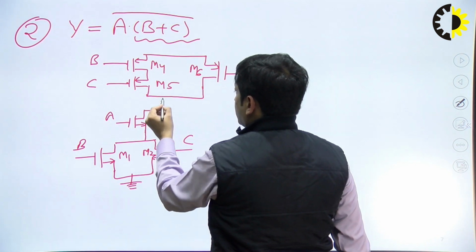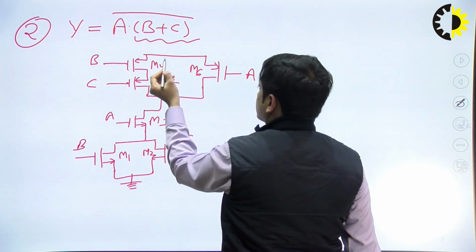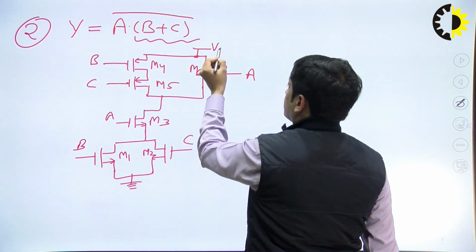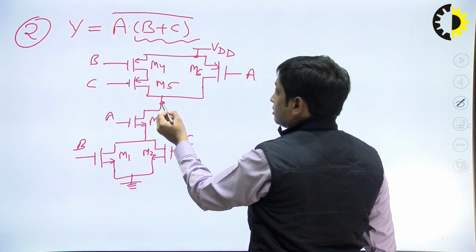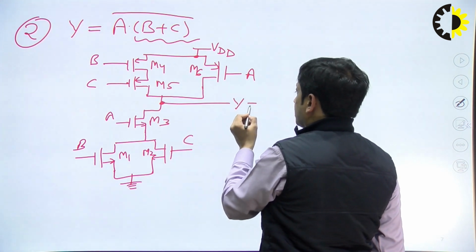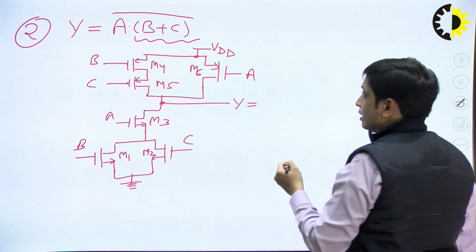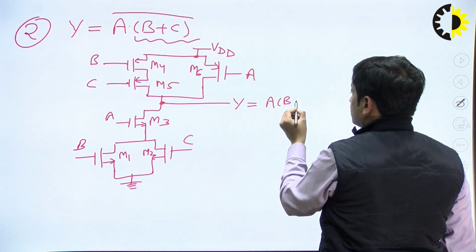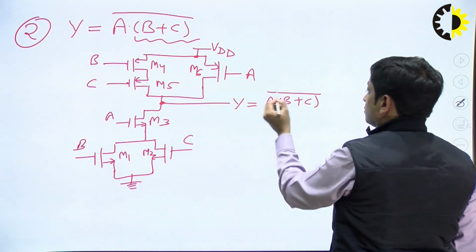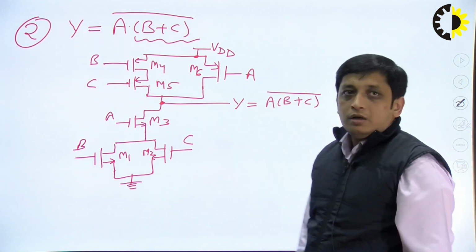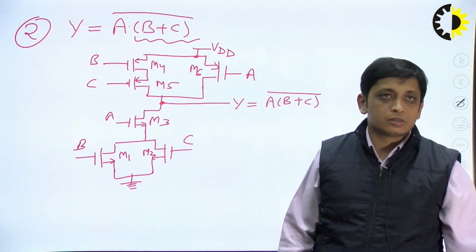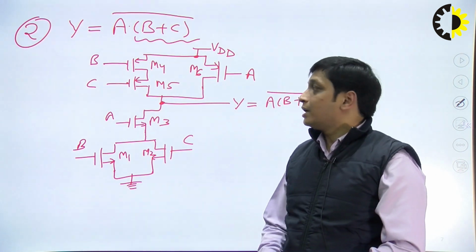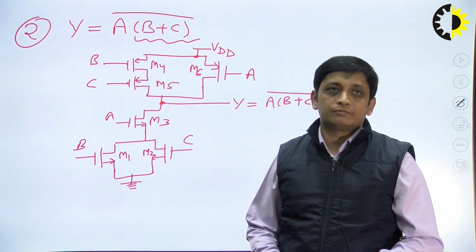And just join this pull up and pull down network, and of course the source of the PMOS transistors will be connected to higher potential, and from here we can take the output. That output is Y, and this output will be A into B plus C whole bar. So this is the CMOS implementation of this expression Y is equal to A into B plus C whole bar.